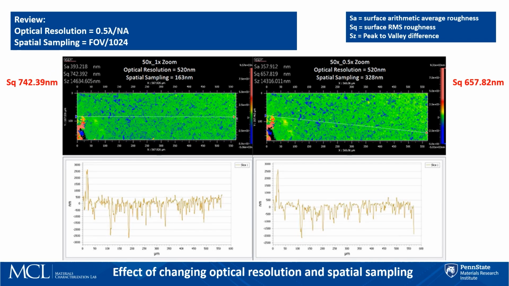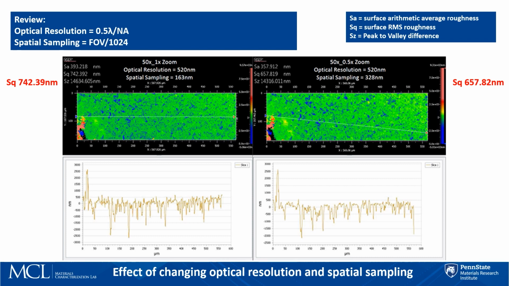Taking this example forward again now to the 50x objective, we can see that we are keeping the optical resolution the same because we are keeping the same numerical aperture of the 50x, but changing the spatial sampling by changing the internal magnification on the Zygo. That also has a big effect on the RMS roughness or average roughness that we're reporting. So the 50x.5x has an RMS roughness of 657.8 nanometer roughness, and the 50x1x is up to 742.4 nanometer roughness.